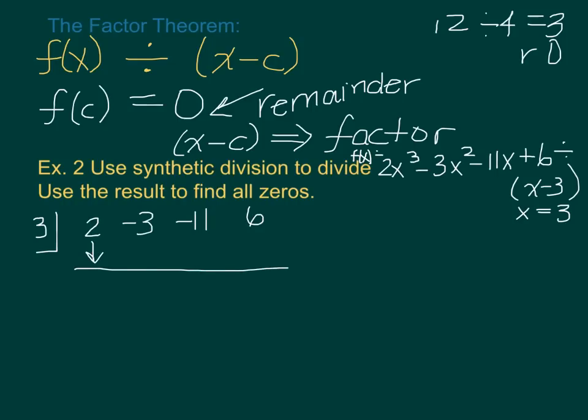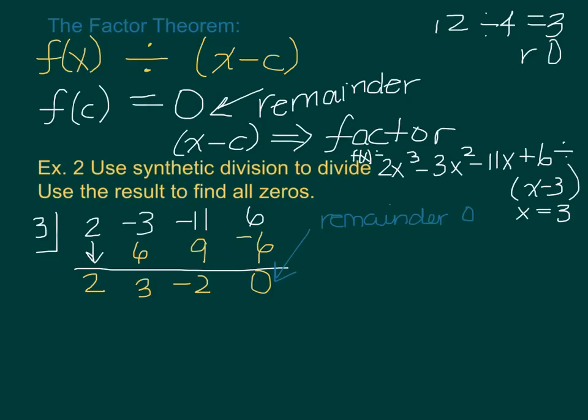All right. So we start our process. Bring down the 2. 3 times 2 is 6. Add going down. 3 times 3 is 9. Add going down. 3 times -2 is -6. Add going down. This is what you want to happen. You want to have a remainder of 0, because that's what the factor theorem means, that x minus 3 is a factor.